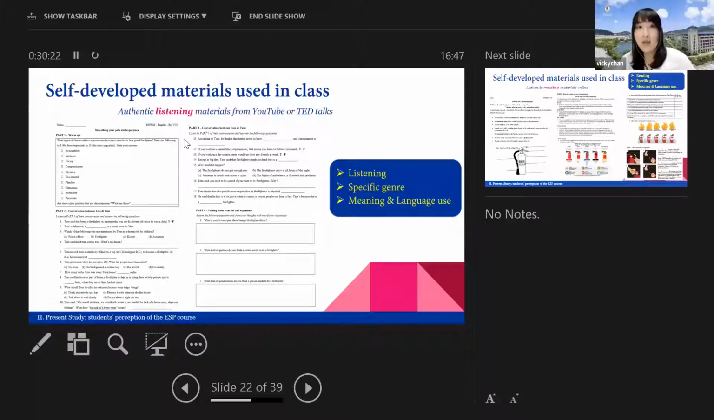And here, the authentic materials are all from open sources, either YouTube or TED Talks. From that kind of material, I focus on a very specific genre, like, again, firefighting, and I focus more on the meaning and the language use rather than pure grammar training.